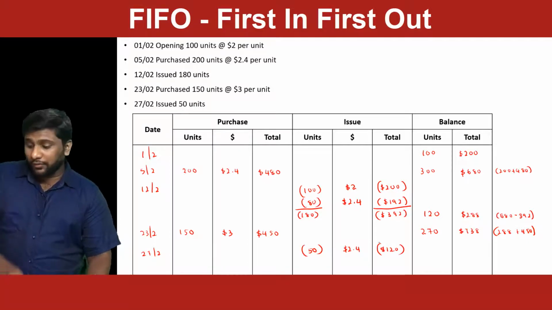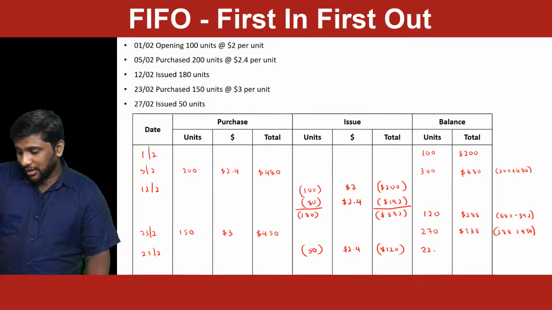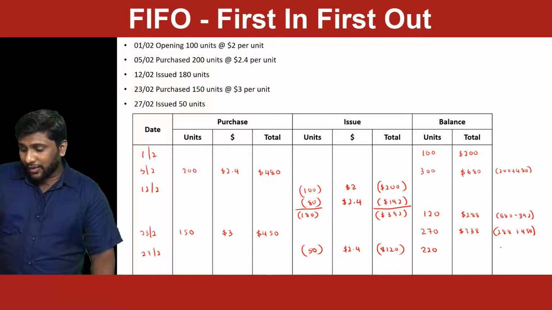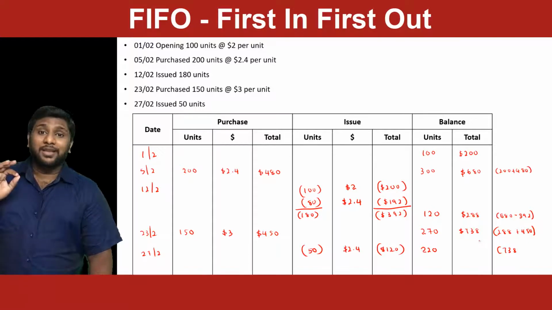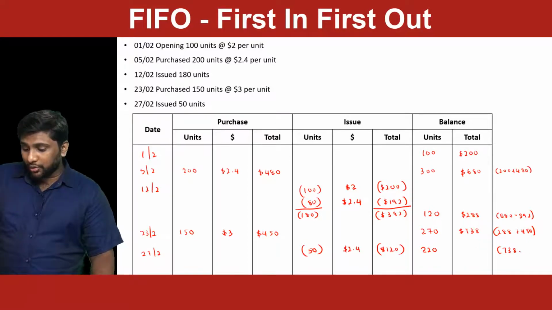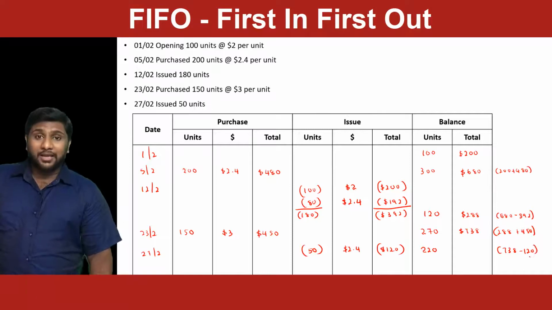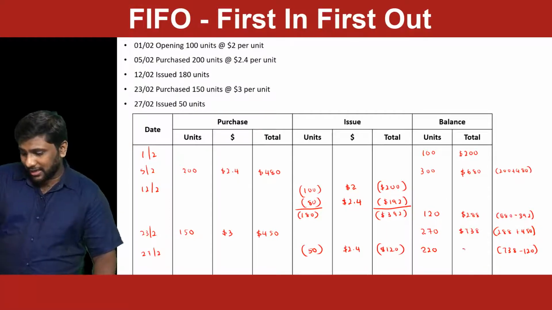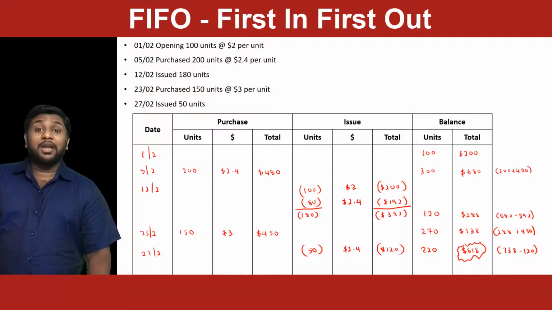Then you had 270 units. From that you issued 50 units. So your balance is only how many units? 220 units are there. End of the month, how many units are there? Balance 220 units are there. What's the value of that 220 units? Before making the issuance, you had a value of 738. From that you are issuing $120 worth materials. So what should be the balance? 738 minus 120. The value is how much? $618. So this is the value of the inventory end of the month.